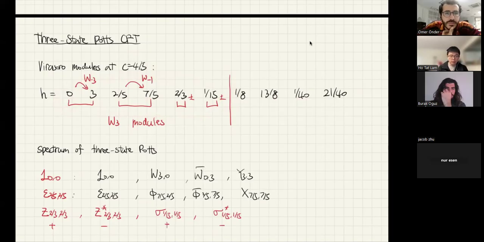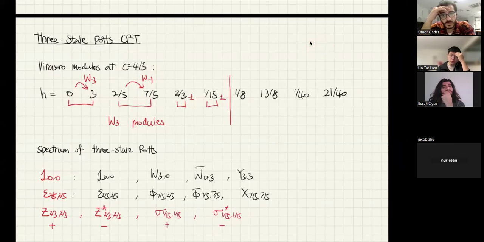For example, these two Virasoro representations actually combine into one W3 representation, because starting with this one, you can add W-3s to get these operators, and then they combine into one representation. Similarly, starting with this one, you can add W-1 to get to these operators, and they give you again a W3 module. And this one independently gives you a W3 module. But importantly, inside W3 modules, you also have the W0 operator.